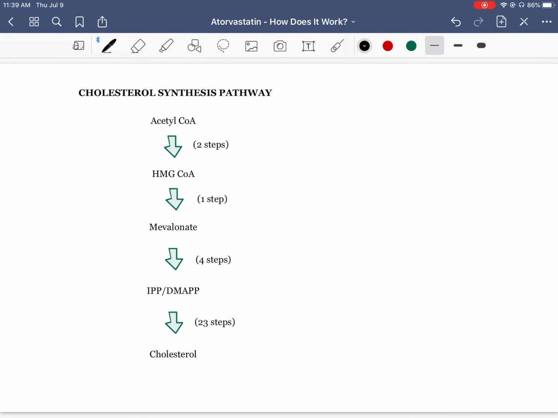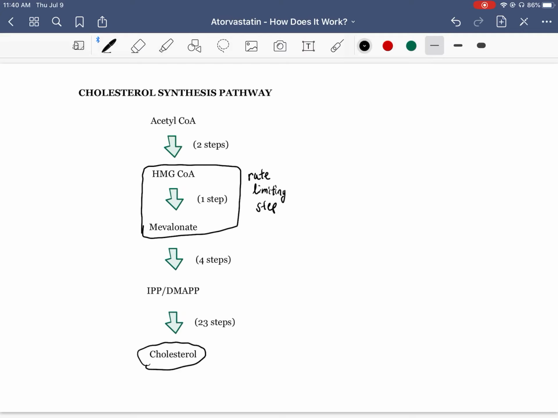The most important step in the cholesterol synthesis pathway, with regards to the rate that cholesterol is created, is the formation of mevalonate from HMG-CoA. The reason that this is the most important step is because it is the rate-limiting step of the pathway.